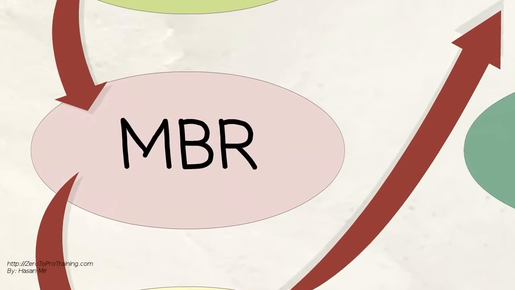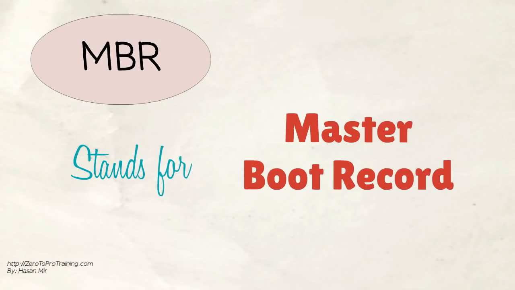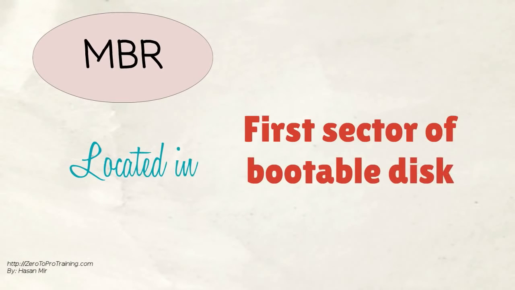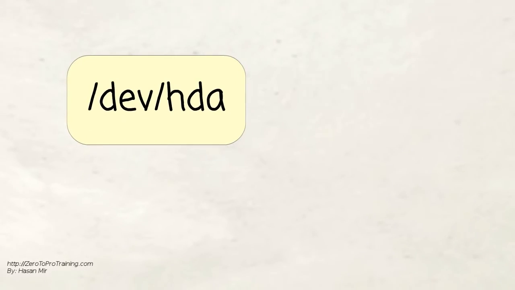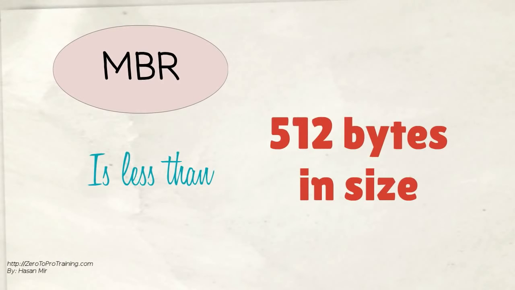Now let's talk about MBR. MBR stands for Master Boot Record. It is located in the first sector of the bootable disk, usually /dev/hda or /dev/sda. It is less than 512 bytes in size.